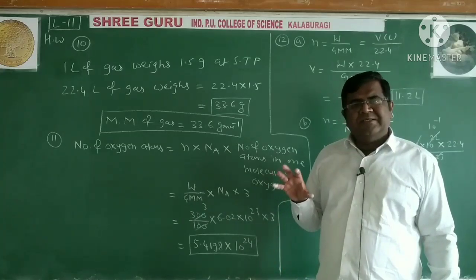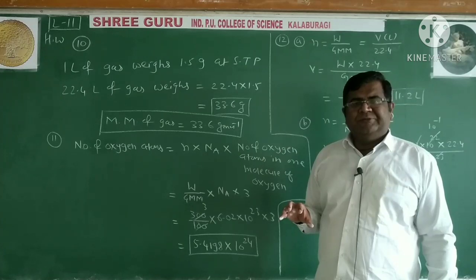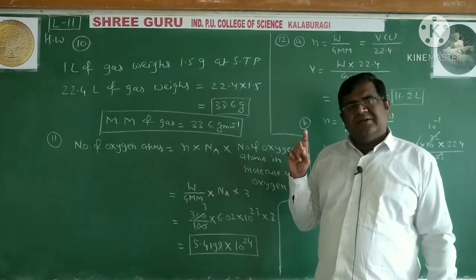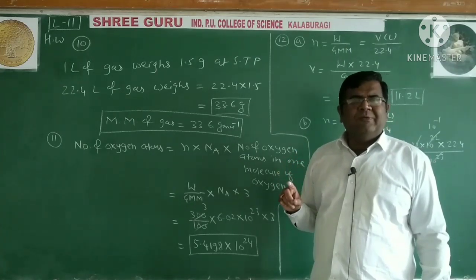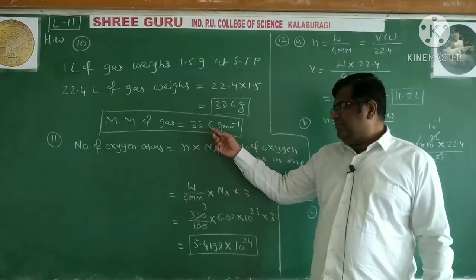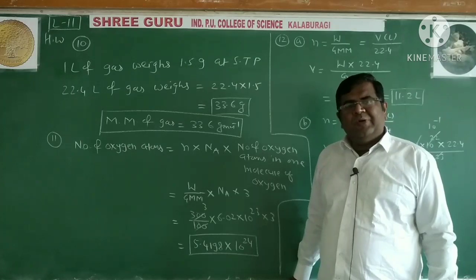So we are using this constant 22.4 liter because that is equal to 1 mole. It means that is the gram molecular mass of the gas, and it means Avogadro number of molecules. We are not asked for molecules, but this 33.6 gram per mole means it contains Avogadro number of molecules of that particular gas.